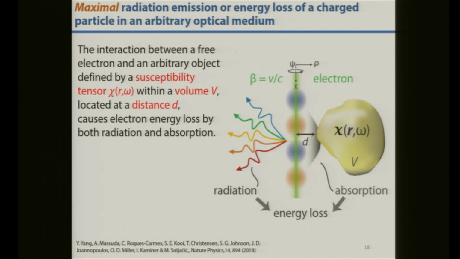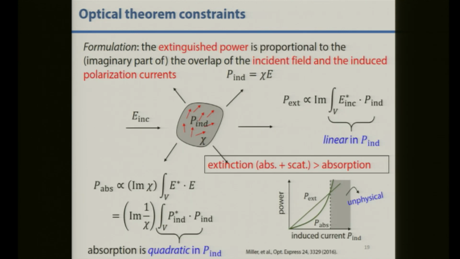Before we go into details, let's forget about electrons for a moment and think about plane waves again. You have incident plane waves on some structure whose susceptibility chi causes induced polarization, which can re-radiate in different directions. We can use the optical theorem to calculate the extinction, which is the imaginary part of the incident field times the induced polarization. In a different way, we can calculate the absorption cross-section, which is the imaginary part of the susceptibility times the integral of the electric field squared in the scatterer volume.